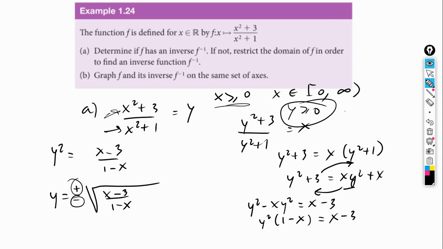That means that the domain for this function here will be x such that it belongs to [0, infinity), including 0.